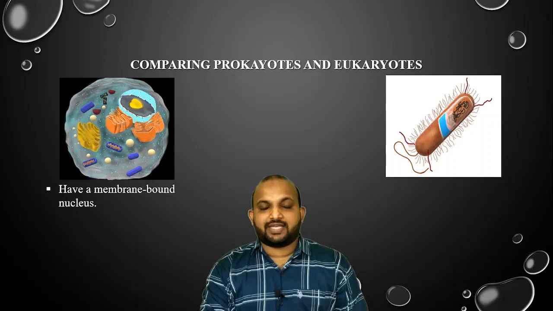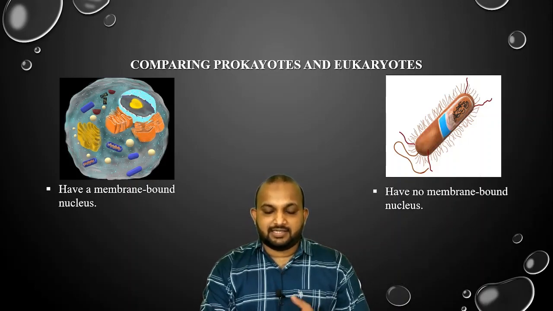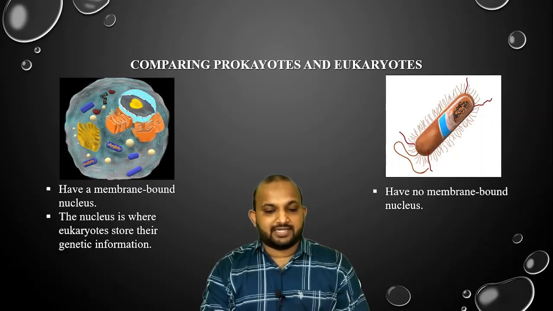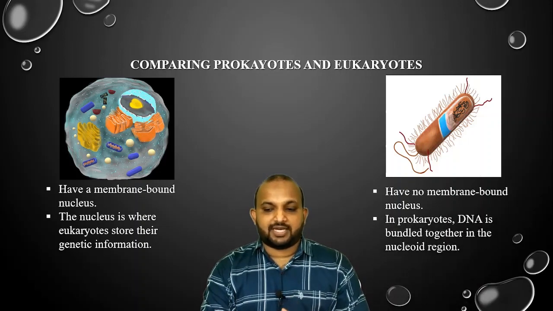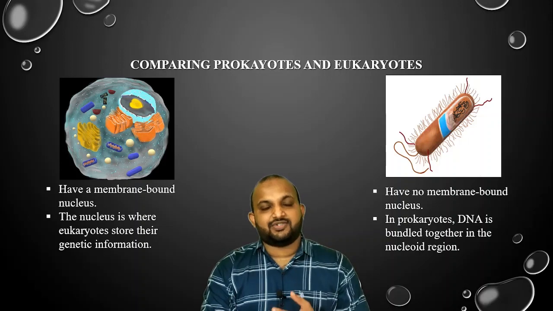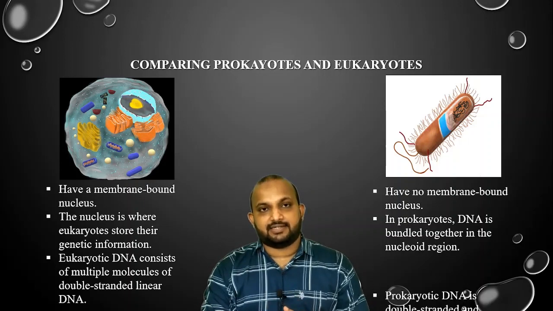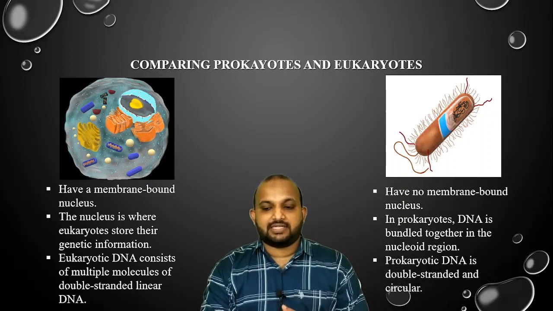In eukaryotes, we can see a membrane-bound nucleus, which we have already discussed. In prokaryotes, we cannot see that. In eukaryotes, the nucleus stores the genetic information. But in prokaryotes, the DNA is bundled together in the nucleoid region. Eukaryotes consist of double-stranded DNA. In prokaryotes, it is double-stranded and circular. In eukaryotes, it is linear DNA.